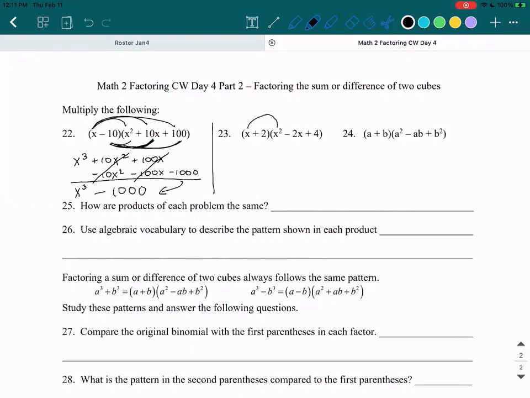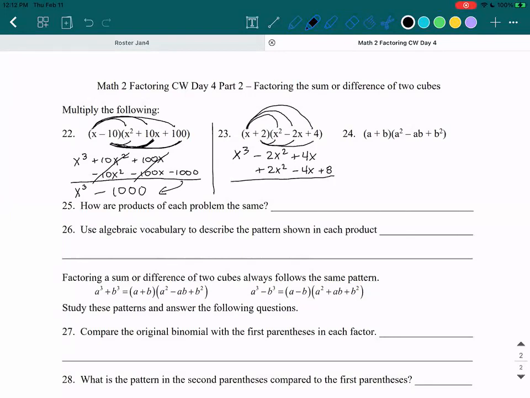X times x squared gives us x cubed. X times minus 2x gives us minus 2x squared. X times 4 gives us plus 4x. Okay, and then we do 2 times x squared. That gives us plus 2x squared. Notice I am lining up my x squareds, so it makes it easier when I add everything up later on. We have a 2 times a minus 2x, that gives us a minus 4x. And we have a 2 multiplied by a 4, that gives us plus 8 at the end.